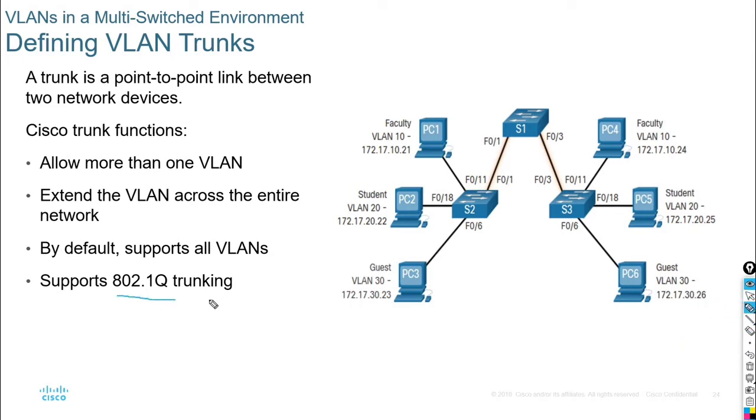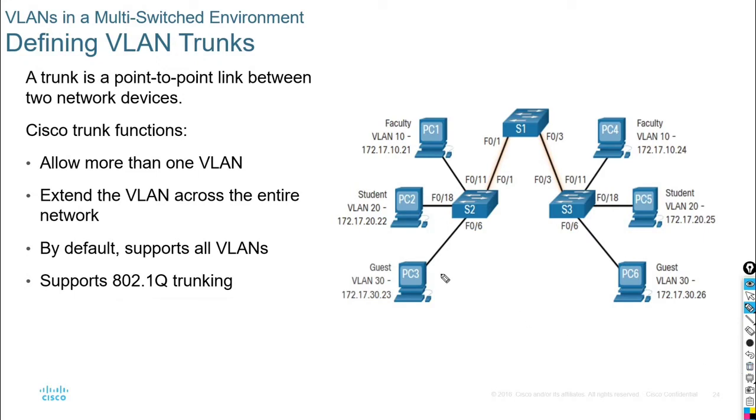802.1Q trunking is used for coordinating trunks on Fast Ethernet, Gigabit Ethernet, and 10 Gigabit Ethernet interfaces. A trunk could also be used between a network device and a server or another device equipped with an appropriate 802.1Q-capable NIC, network interface card. By default, on Cisco Catalyst switches, all VLANs are supported on the trunk port.